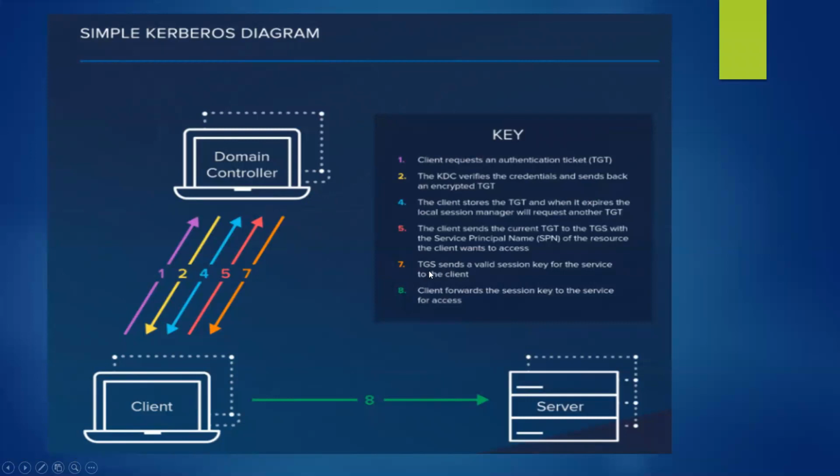So the TGS sends a valid session key for the service to the client. That's what I was talking about. It sends that session key, and you cannot decrypt it. Now the client forwards the session key to the service for access. So that is how all this works between the domain controller and the client, and before the last step it forwards and gets authenticated here. So it's really secure.